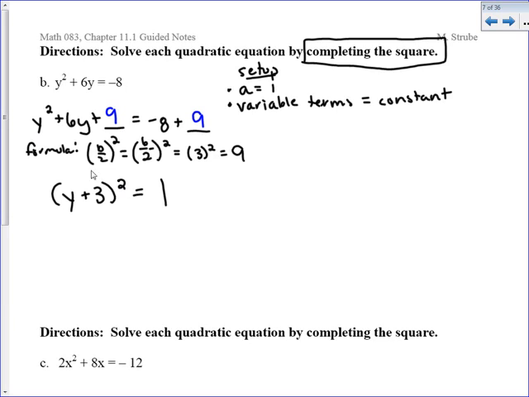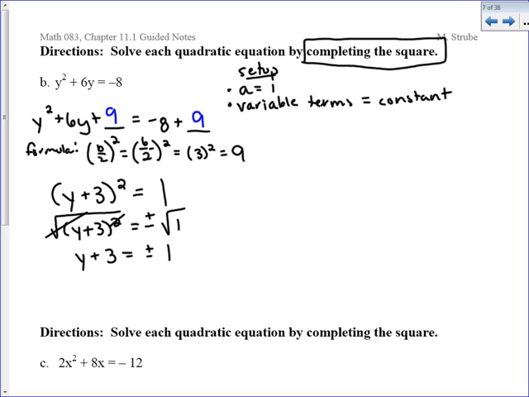So how do I get rid of my squared? Square root. And what else do I put on the square root of the number? Plus or minus. So on the left side, I lose the square root and the squared. That's why we did this process. So I get y plus 3 equals plus or minus 1. Perfect squares, I would just go ahead and simplify them. Square root of 1 is perfect. That's why it loses its square root, just because it's a perfect square.